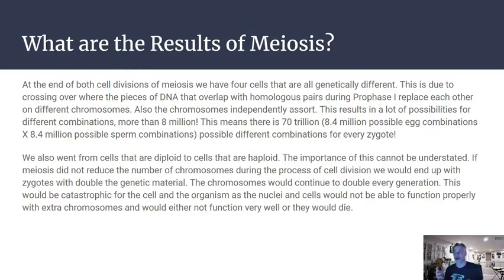something called crossing over, which we're going to talk about in a moment, with pieces of DNA overlapping and switching spots with the homologous pairs during prophase 1. That adds to genetic diversity. Also, the chromosomes do something called independent assortment, and we're going to talk about that in the next couple of slides. This results in a lot of possibilities, different combinations, more than 8 million.